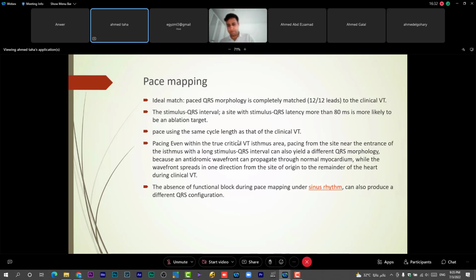VT. Sometimes the absence of functional block during pace mapping, especially under sinus rhythm, can also produce different QRS morphology. So if you find different morphology, you can be in the outer loop, or maybe near the loop or near the isthmus, but you are in the entrance zone, so you are getting some different morphology. So this should be kept in mind.